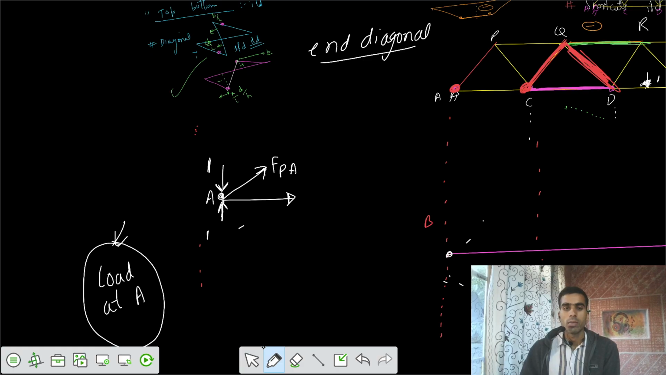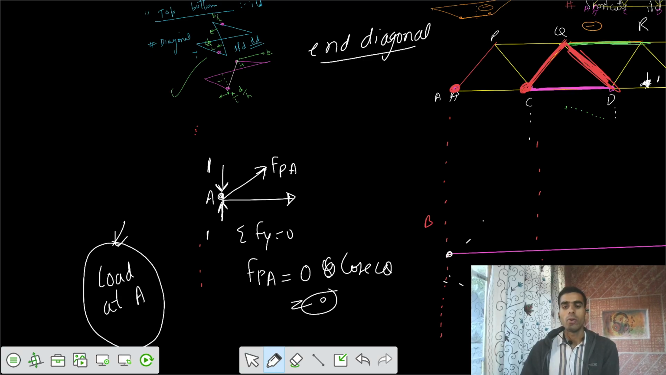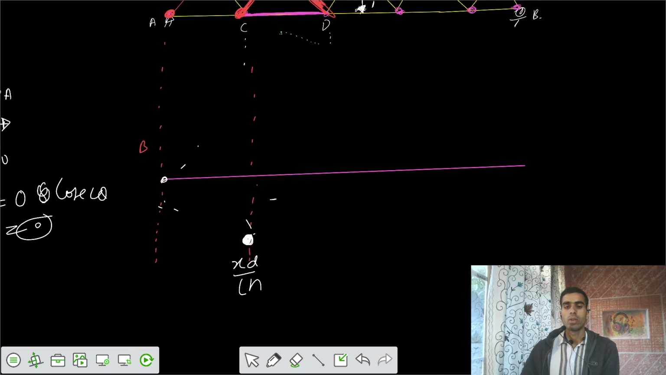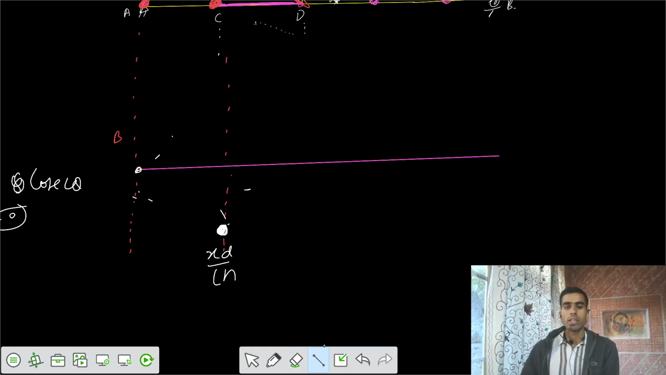I would say by summation Fy equals 0. What is this F PA equal to? That's some value of 0 times cosecant theta. Is that 0? That means the peak ordinate at point A is 0. So the final variation would be in this fashion.